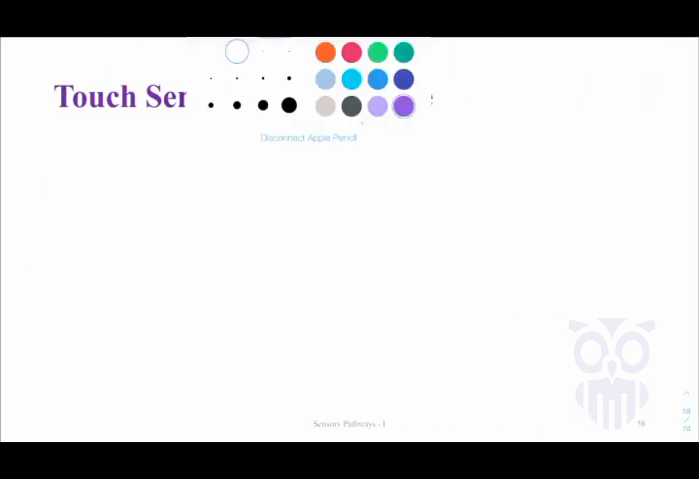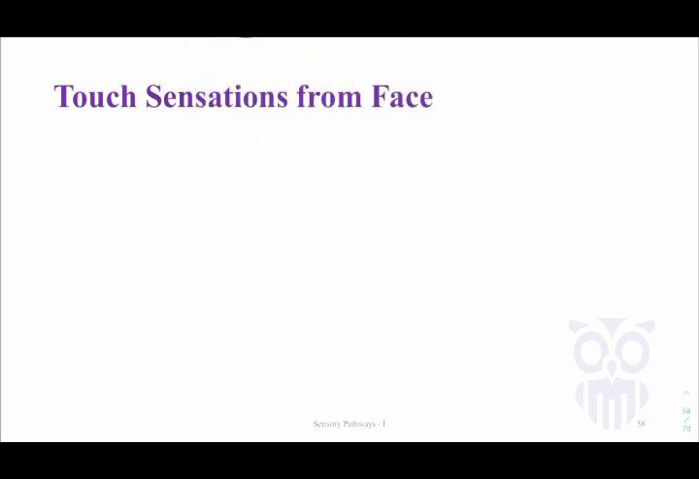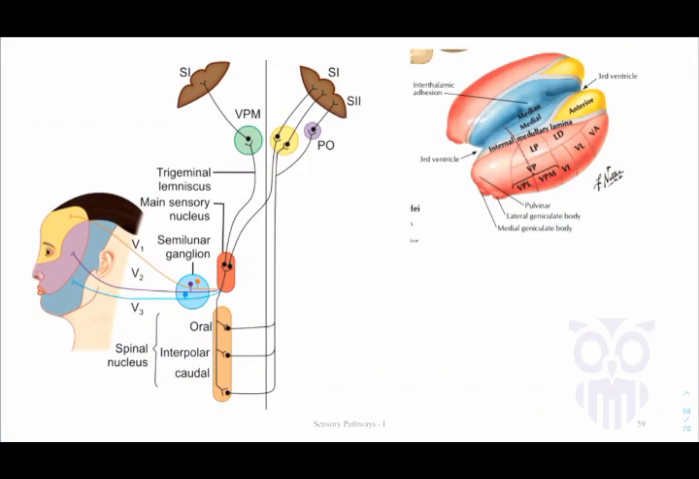This is something which I have not discussed. What is the touch sensation from the face? What are the nerves supplying the face here? This is the trigeminal nerve. We all know that. Look over here, the sensations from the face. The trigeminal nerve has three divisions, V1, V2, V3: ophthalmic, maxillary and mandibular divisions. The sensation comes to the trigeminal ganglion, the semilunar ganglion. The trigeminal ganglion is the first order neuron.